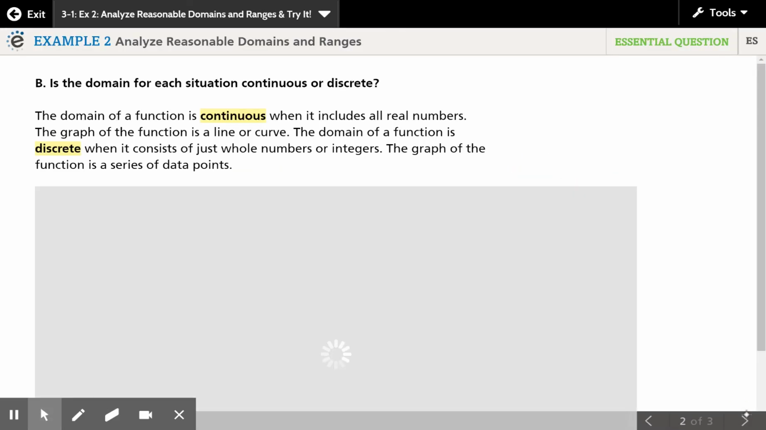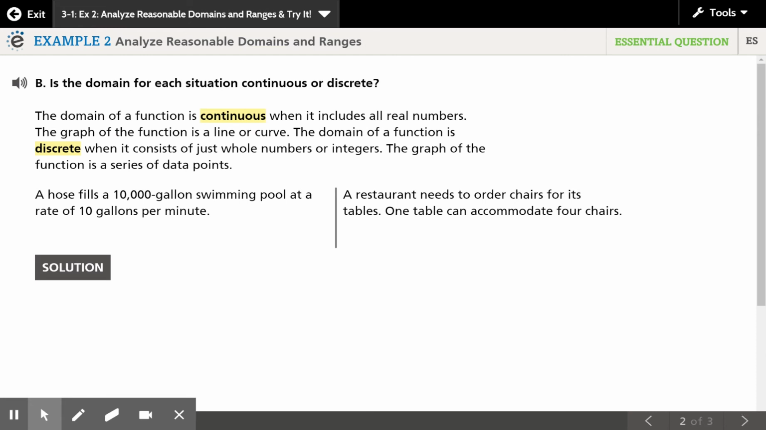If you look, we're going to learn some new vocabulary. The domain of a function is continuous when it includes all real numbers. Continuous means exactly what it sounds like. It means that it's going to go on forever. The graph of the function is going to be a line, which is what we're used to. Remember, I have you guys draw those arrows on the end, or a curve, which is what we're going to concentrate on second semester.